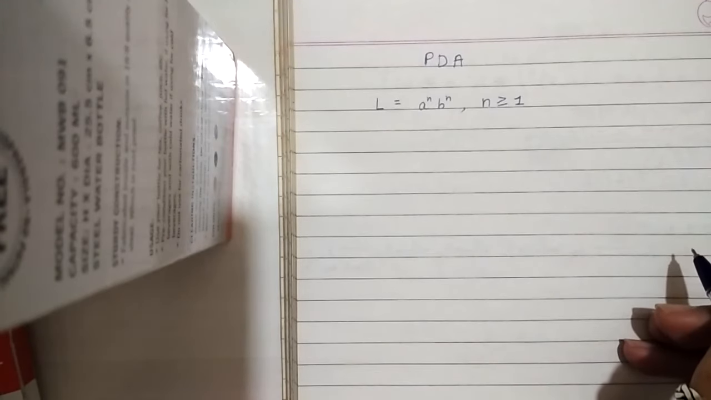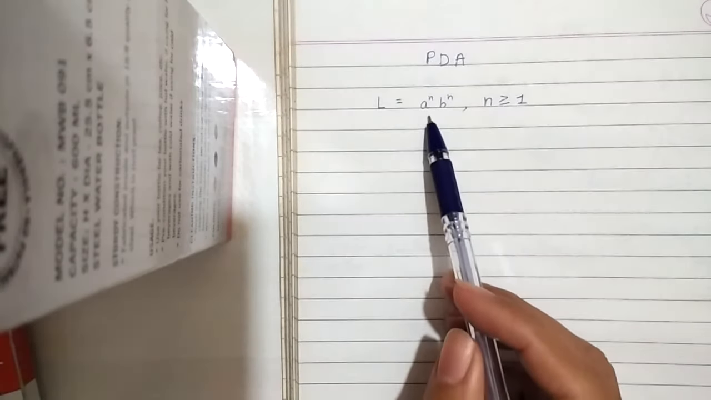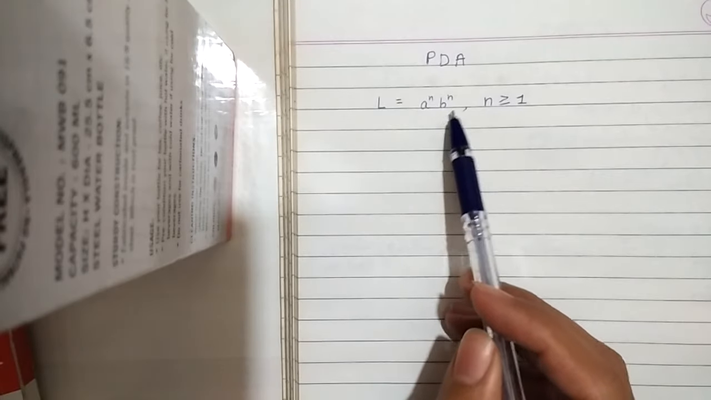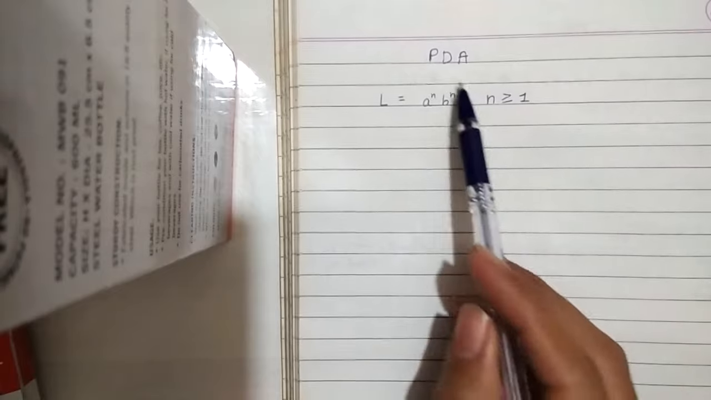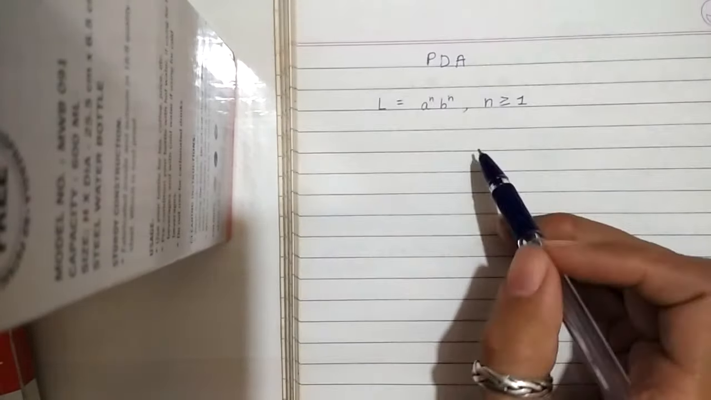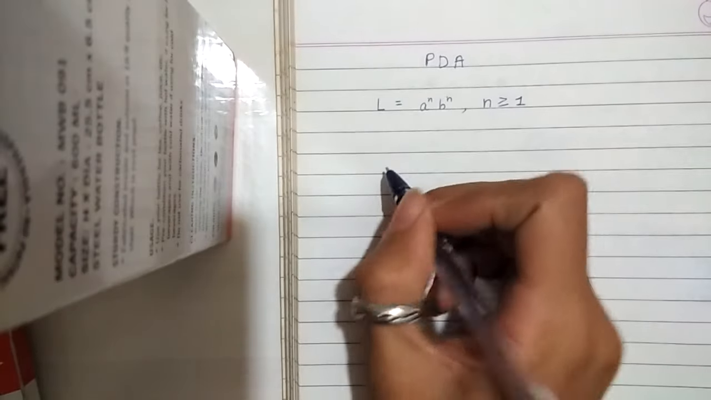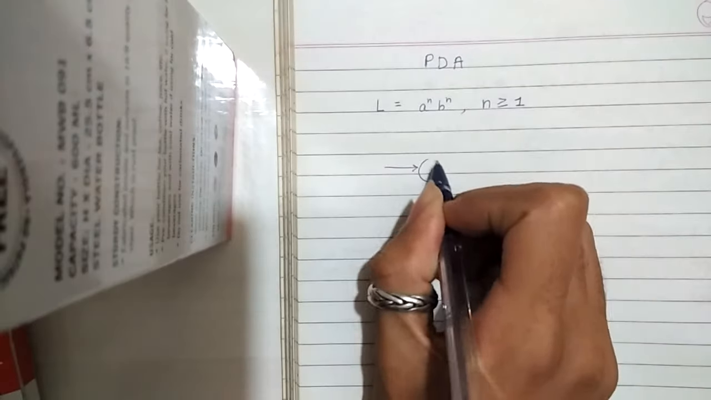Hello friends, so today we are going to solve a very easy problem. Given the language L equals a raised to power n, b raised to power n, where n is greater than or equal to 1, we have to design the PDA for the given language. So let's get started. Initially we will make the start state Q0.